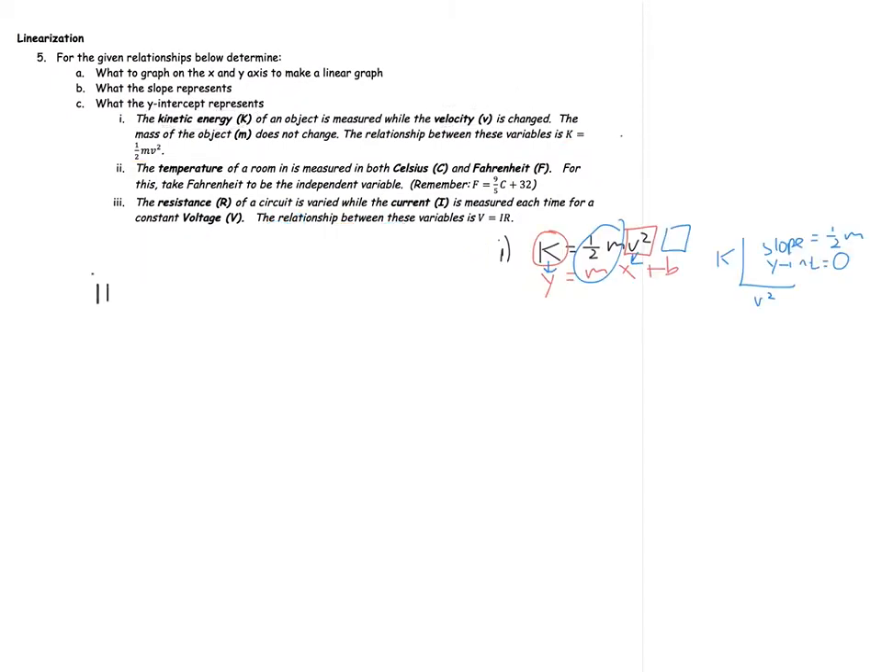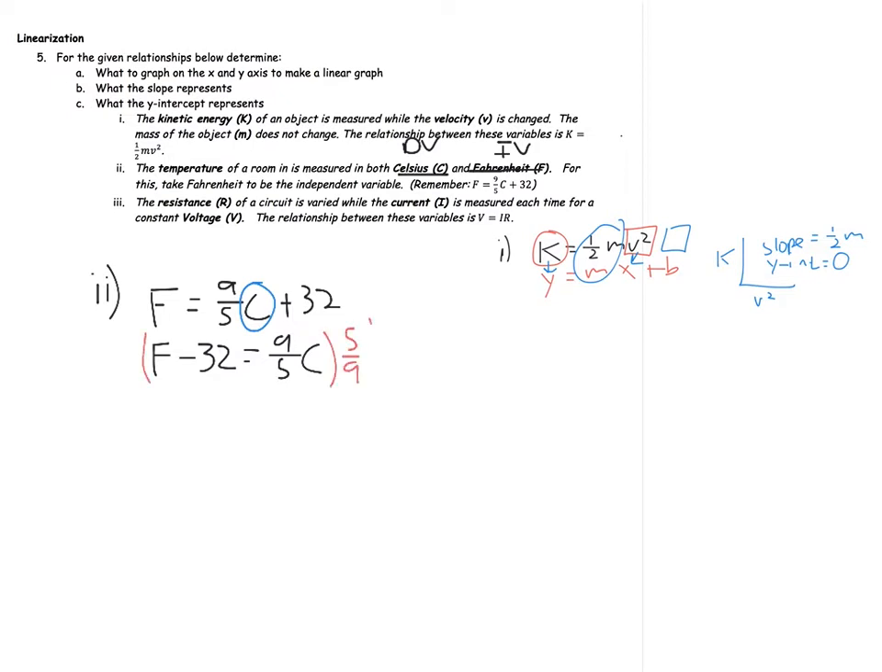All right, moving on to the second one here. I'm just going to move that first one off to the side. The temperature of a room is measured in both Celsius and Fahrenheit. Okay, and for this one, we're going to take Fahrenheit to be the independent variable, and Celsius is going to be our dependent. We're given this initial equation that Fahrenheit is equal to 9/5 C plus 32. Okay, so we first want to rearrange this to solve for our dependent variable. So we're going to say that F minus 32 equals 9/5 C. Then I'm going to multiply both sides by 5/9 to get C by itself.